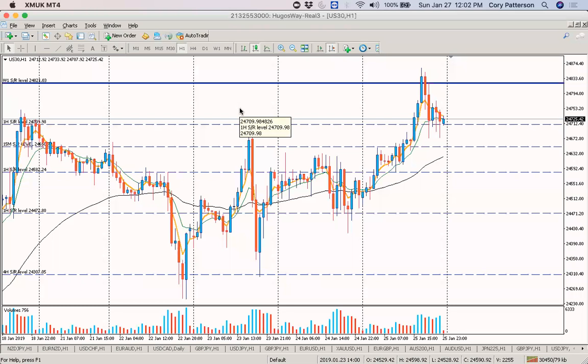Those are the three pairs that I'm going to be looking at: US 30, of course, GBPUSD, GBPJPY. Are there any other ones that you guys want me to look at? Nadine, you got ones you want me to go over? Nadine's not on. Okay. I guess you're not here.